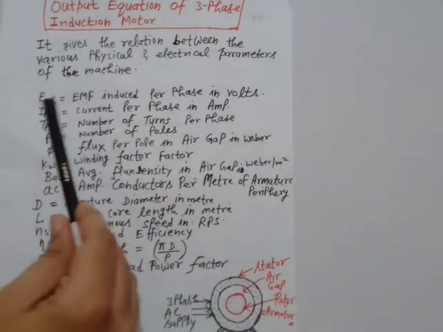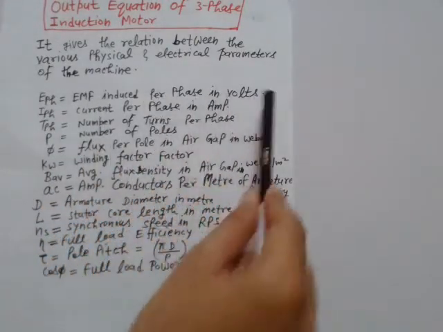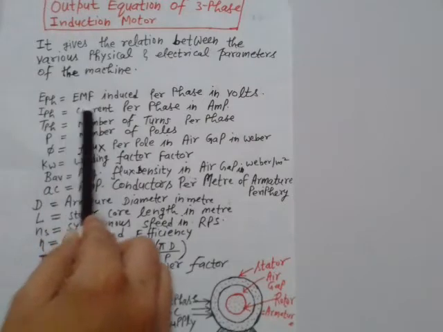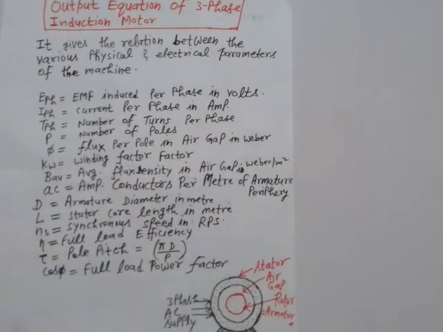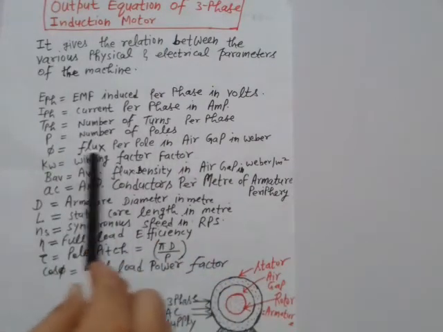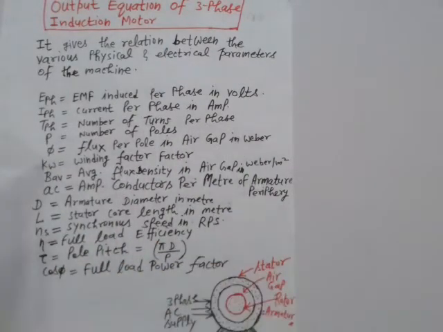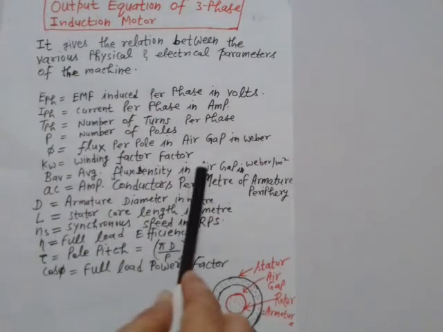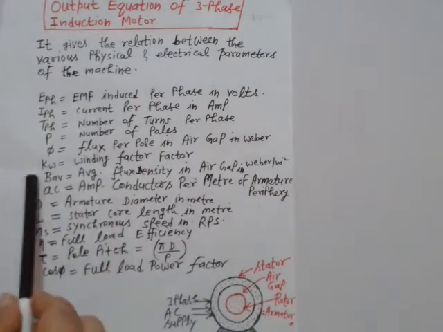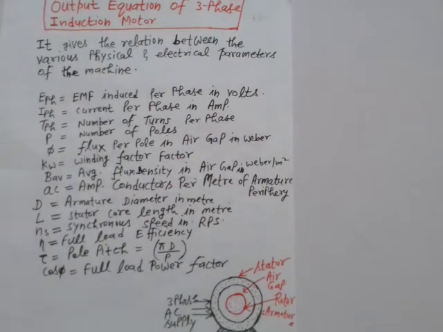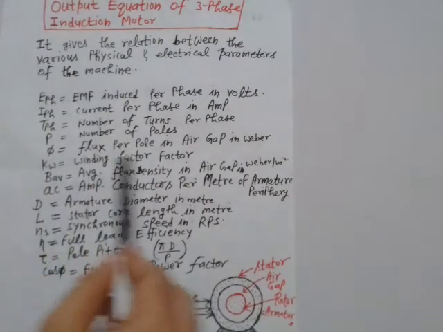First of all, let us assume EPH is the EMF induced per phase in volts, IPH is the current per phase in amperes, TPH is the number of turns per phase, P is the number of poles, and Phi is the flux per pole in the air gap in Weber. KW is the winding factor. It is a distributed winding here, so for that winding you will have a winding factor KW.